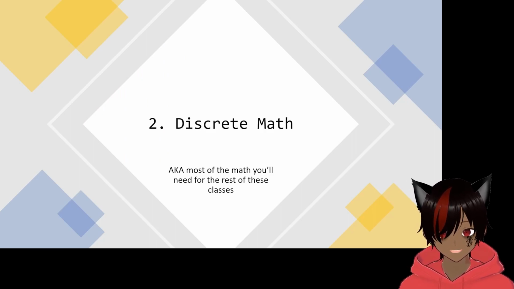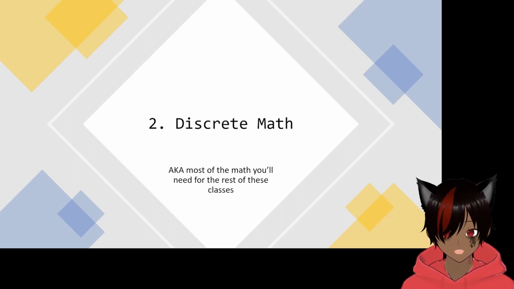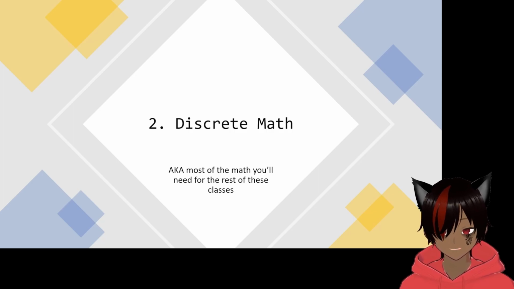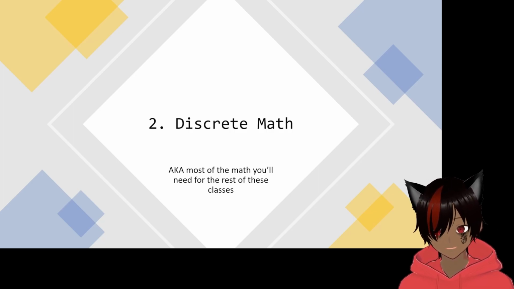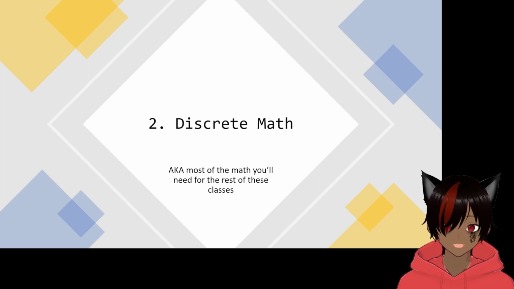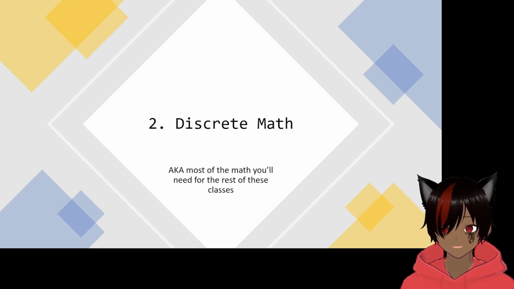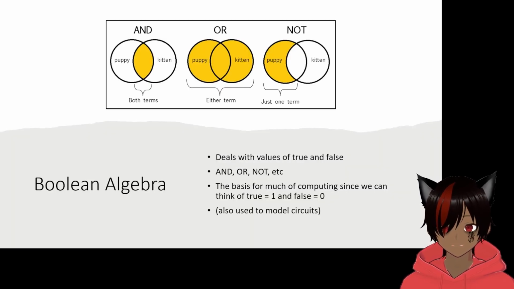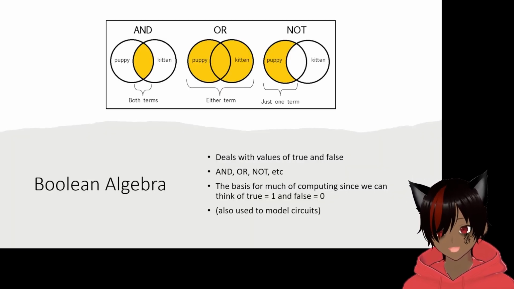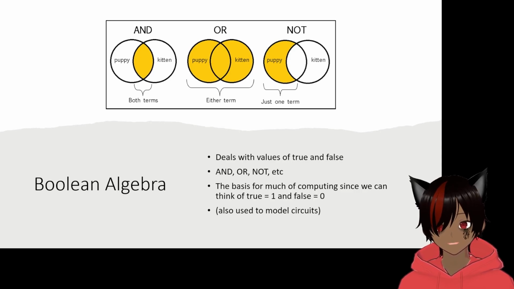Next class you'll take is discrete math. Discrete math is kind of just most of the math you'll need for CS, barring calculus or linear algebra or something, for like graphics. And it's math on discrete structures. What does that mean? Well, here's a bunch of topics you'll talk about.